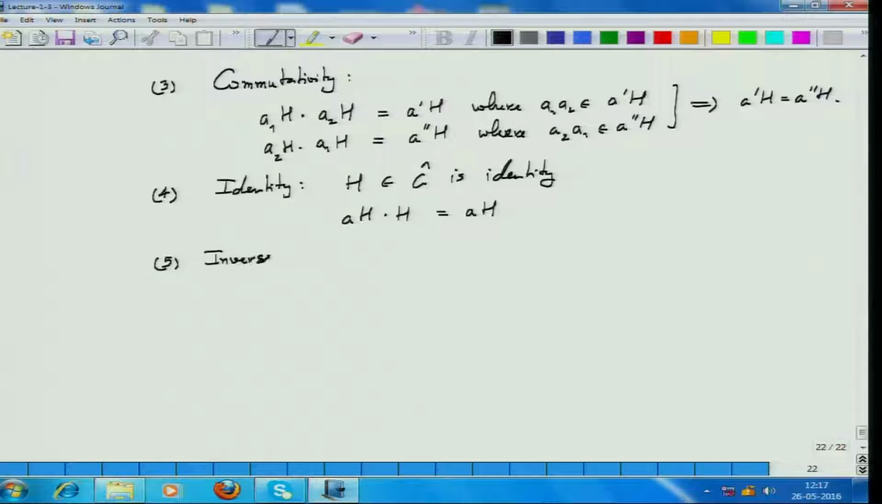Inverse, that is the final property. So, what is the inverse of element AH? Obvious. At least you can guess it. What should be the inverse of AH? A inverse H. Let us verify that. Consider AH dot A inverse H.